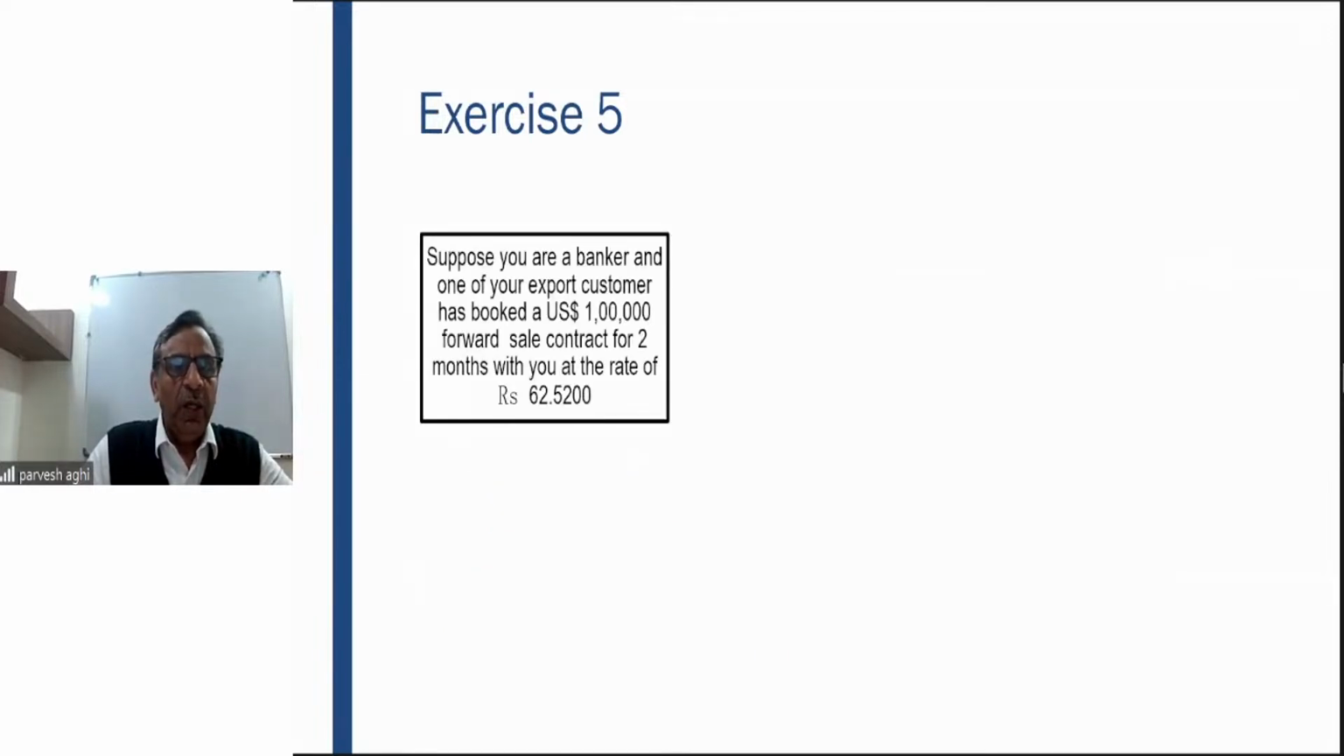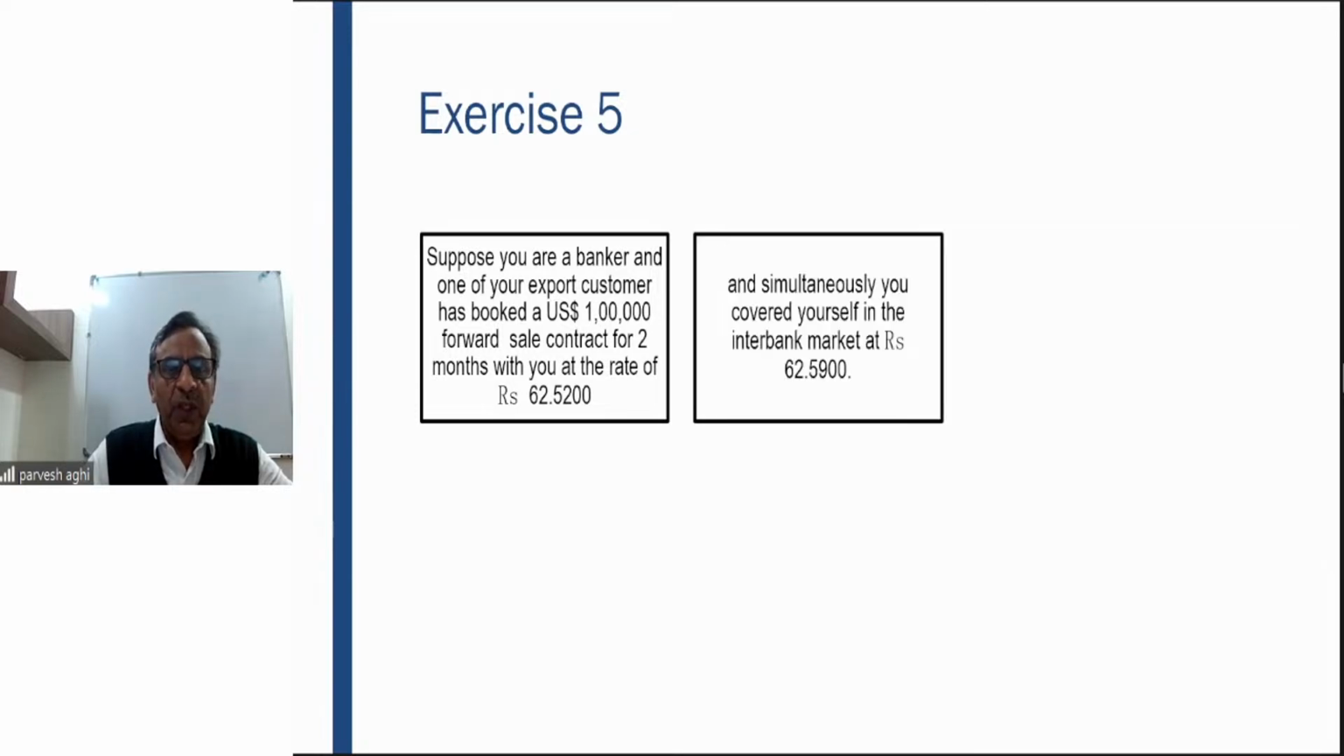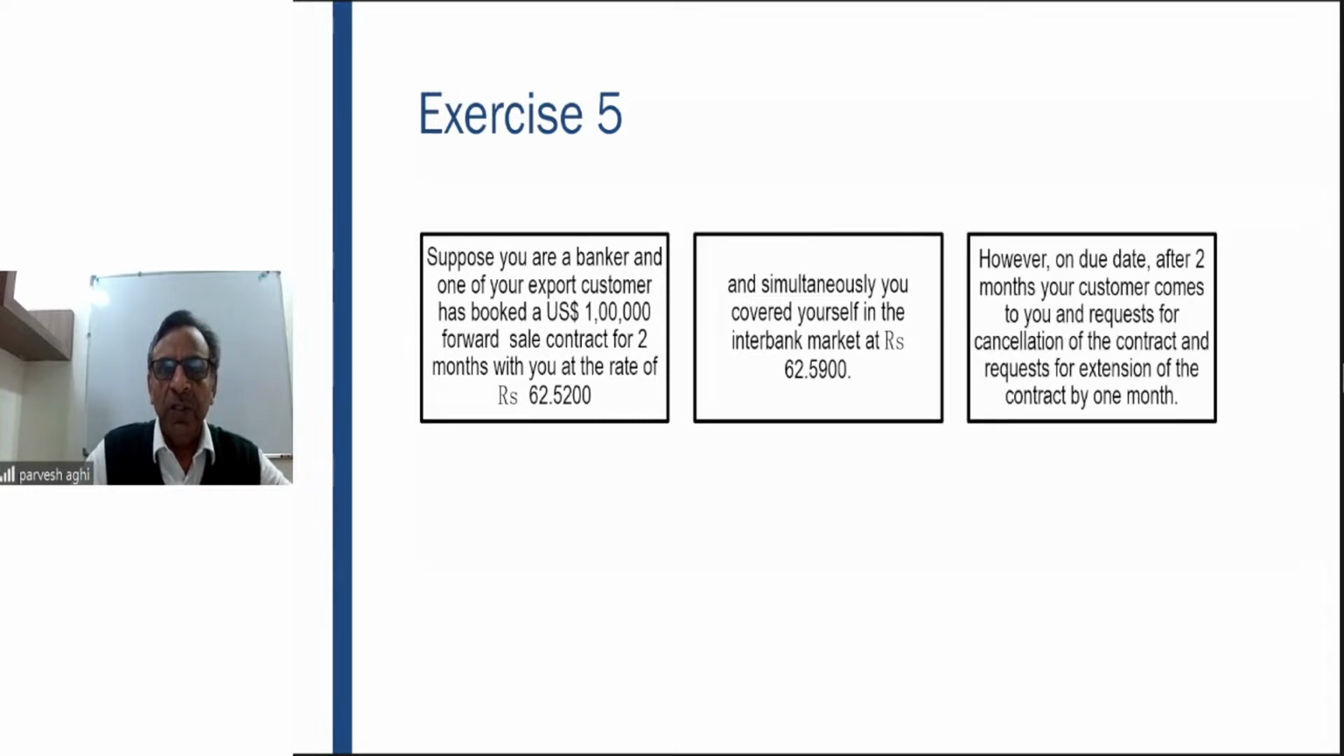Suppose you are a banker and one of your export customers has booked US dollars 1 lakh in a forward sale contract for 2 months with you at a rate of 62.52. The customer is going to receive $1 lakh, so they are going to sell those dollars at the 2 month forward rate. Simultaneously, you as the banker covered yourself in the interbank market. They took the dollar from the customer at 62.52 and sold it at 62.529, so they made a profit on it, as you can see.